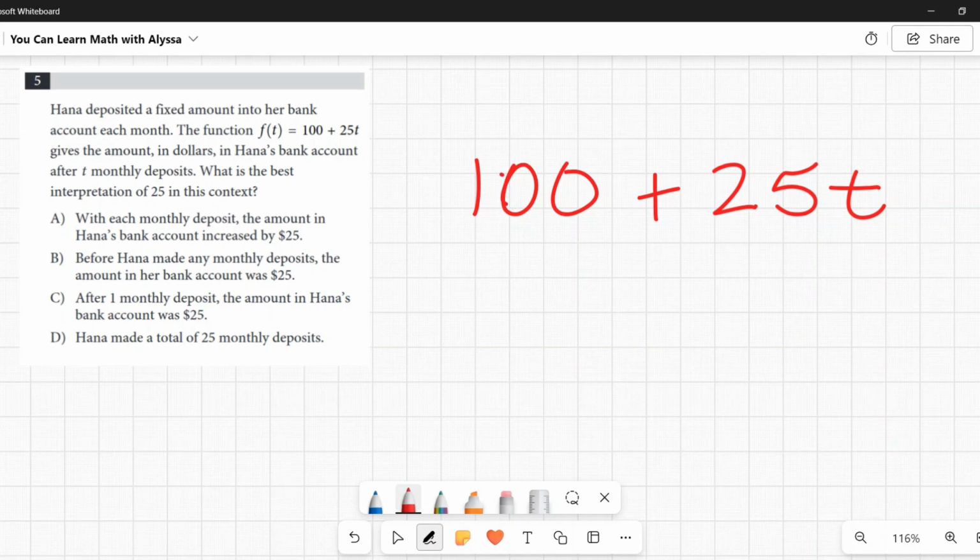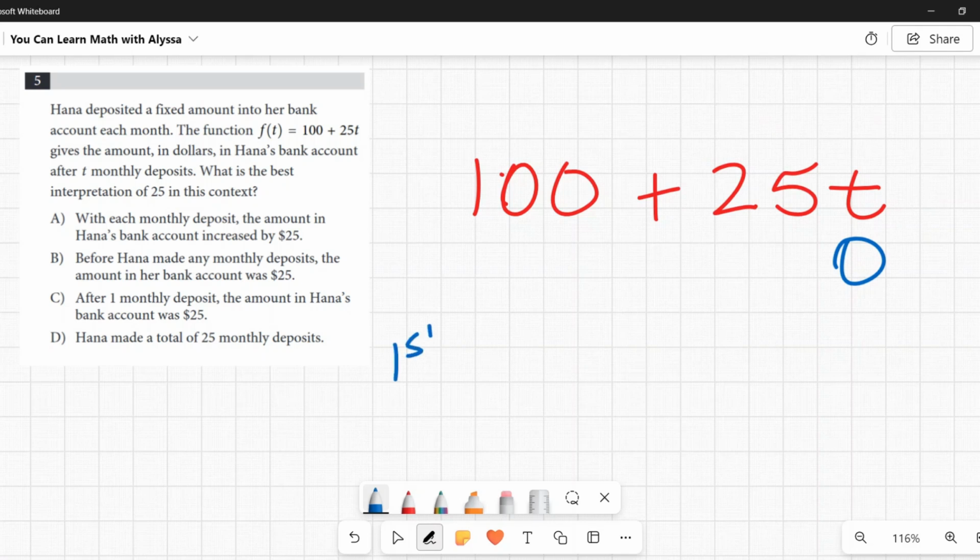So think about this in real world terms if this isn't making sense when you just look at it. Again, for some people, they're going to look at it and immediately go, oh, I know what's going on, and that's great. But if you're having a problem visualizing it, I find sometimes using real numbers helps immensely. So let's say at 0 months, how much money does she have when she's just starting? 25 times 0 is 0, plus 100 is 100.